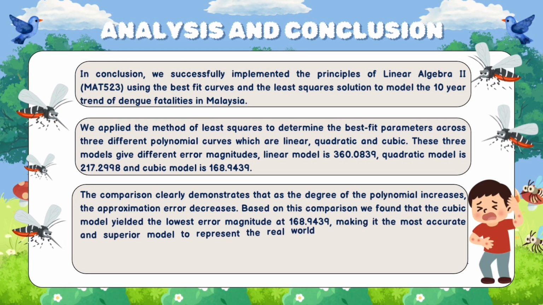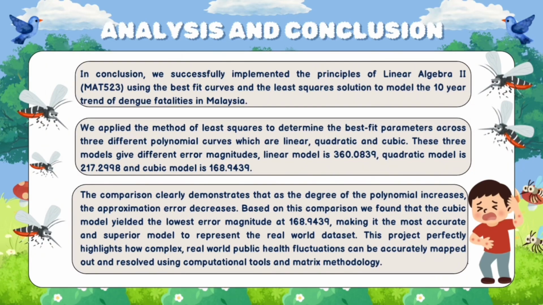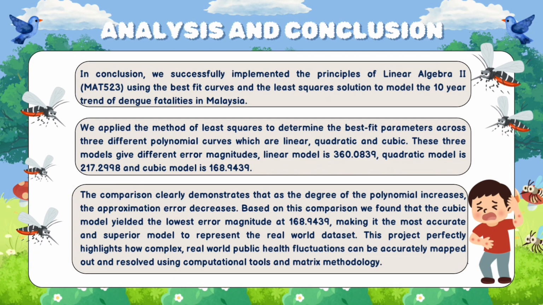In the end, our mathematical battle clearly demonstrated a core principle of Linear Algebra 2. As the degree of the polynomial model increases, the approximation error consistently decreases. By comparing the metrics, our story crowns the cubic model as the superior, most accurate representation of dengue mortality behavior over the 10-year span. All in all, through the power of least squares and digital tools like Maple, we can transform chaotic raw public health numbers into clear, actionable data stories.